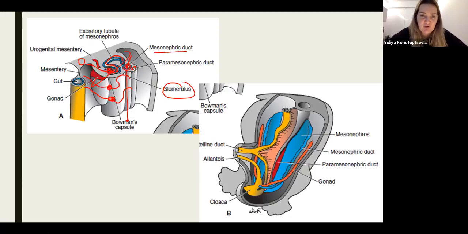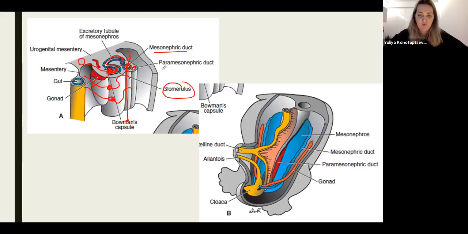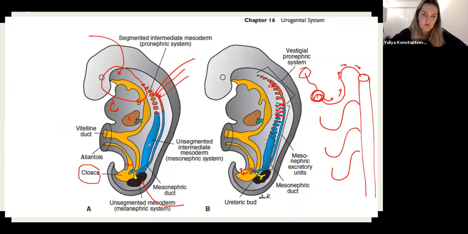If I'm a boy, I need to get rid of which one? Mullerian, paramesonephric. If I'm a girl, I need to get rid of the mesonephric one. A couple of months later, the mesonephros, even though they are functional, degenerate. The degeneration starts in a cephalocaudal sequence, so you start from the head and degenerate downwards. Why will the mesonephros degenerate? You will answer this question after we talk about the metanephros. You will compare the difference between them and tell me why they degenerate.